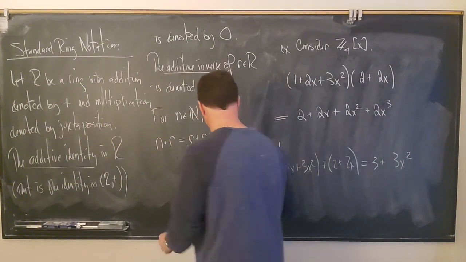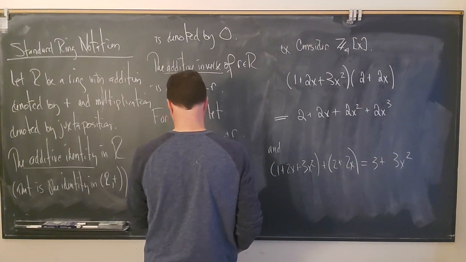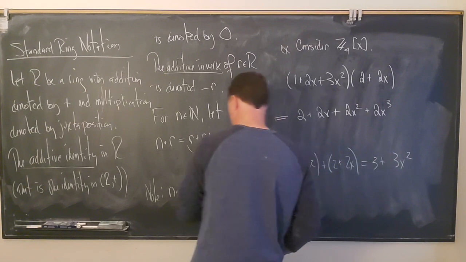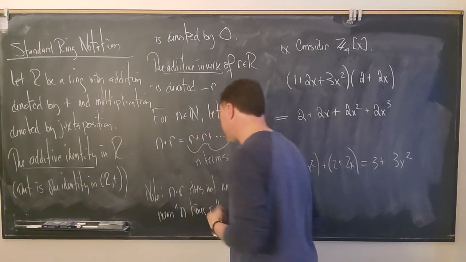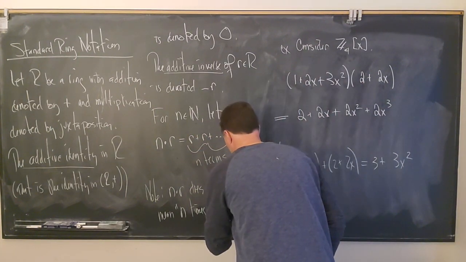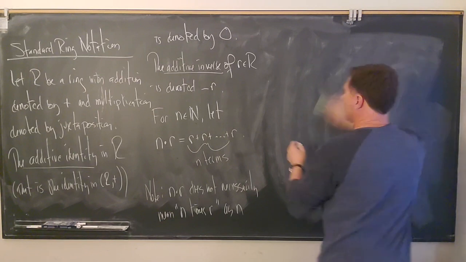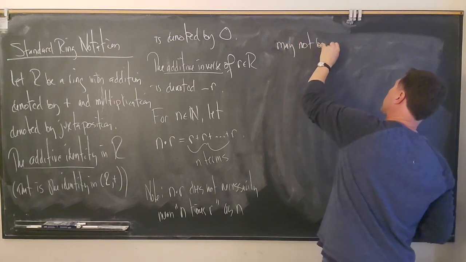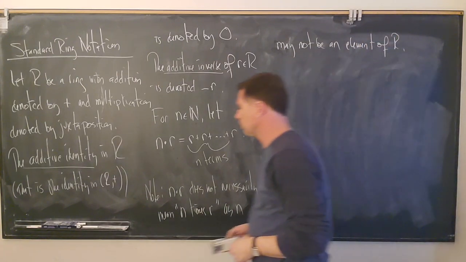Let me just write this note here. Note: n dot r does not necessarily mean n times r in the ring setting, because n, this natural number, may not be an element of capital R. So it's just notation.